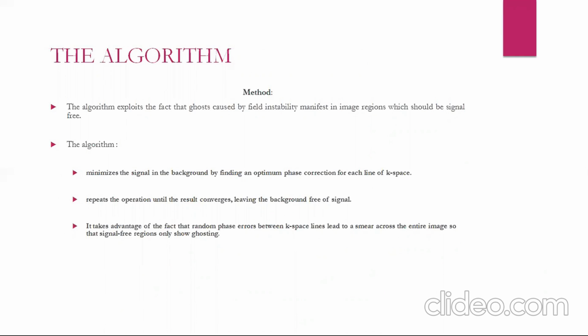Introduction to the algorithm. The algorithm exploits the fact that the ghosts caused by the field instability manifest in the image regions which should be signal free. This is the first-hand description of the algorithm. The algorithm minimizes the signal in the background by finding an optimum phase correction for each line of k-space. It repeats the operation until the result converges, leaving the background free of signal. It takes advantage of the fact that random phase errors between k-space lines lead to smear across the entire image, so that signal-free regions only show ghosting.